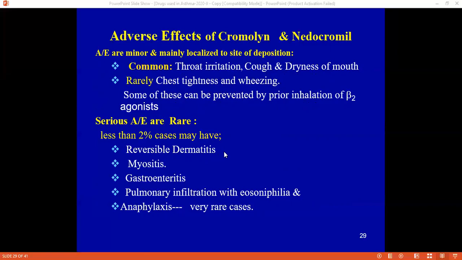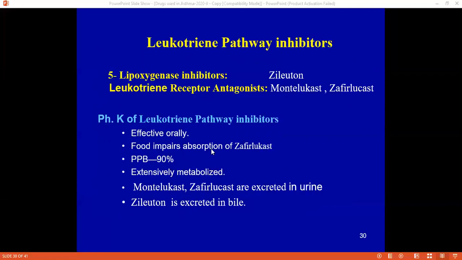Very rare cases. These were the adverse effects of cromolyn and nedocromil. Now comes the leukotriene pathway inhibitors. There are 5-lipoxygenase inhibitors like zileuton, and leukotriene receptor antagonists, montelukast and zafirlukast.